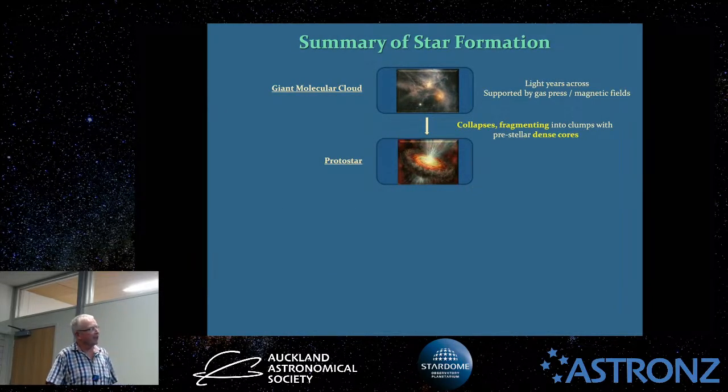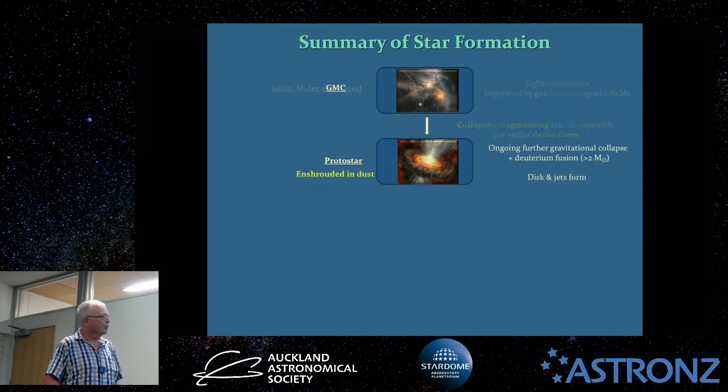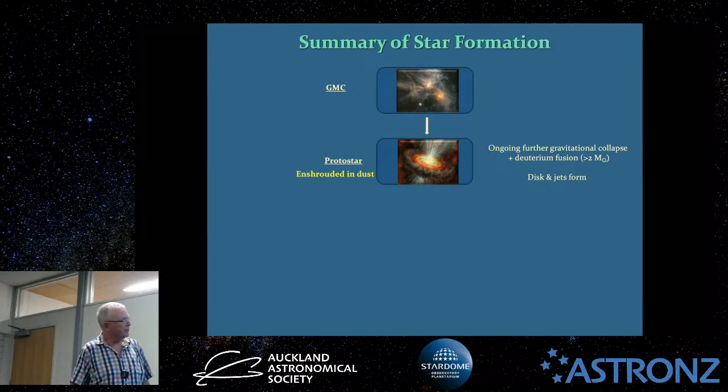These giant molecular clouds, light years across, are supported by those magnetic lines embedded in there and by the gas temperature. There are various things that can trigger them. They start collapsing and fragmenting and cascading into smaller and smaller fragments. They then develop a dense core, which by definition is a protostar. The protostar, by definition, is enshrouded in dust, and it's in a state of hydrostatic equilibrium. You're getting further gravitational collapse. You're getting some deuterium fusion, particularly in the bigger stars.